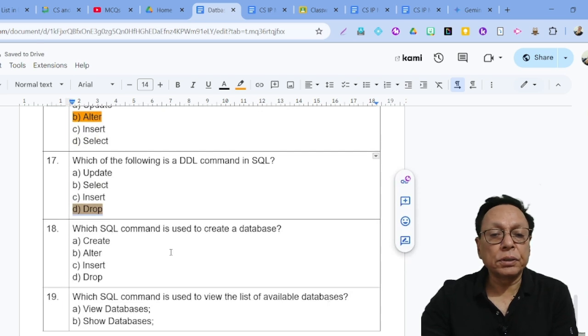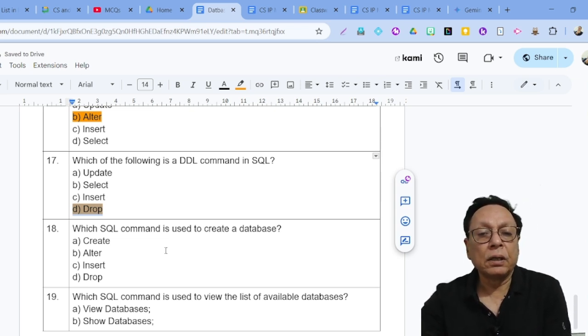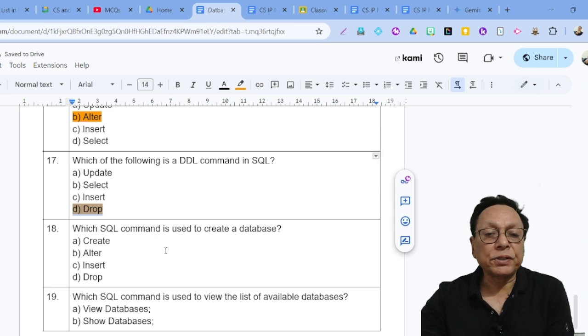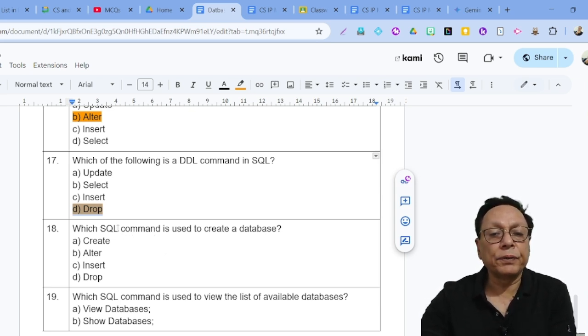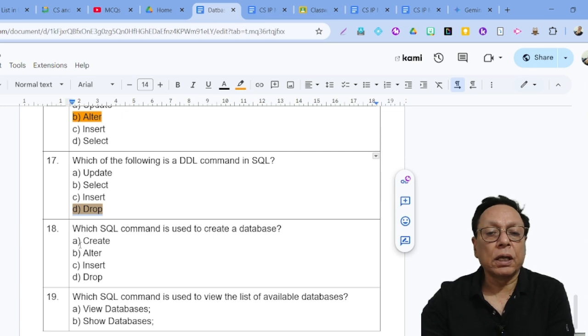Now the next question, question number 18. Which SQL command is used to create the database? This is a very simple MCQ. Create is the command which is used to create the database. So option A is the correct answer.